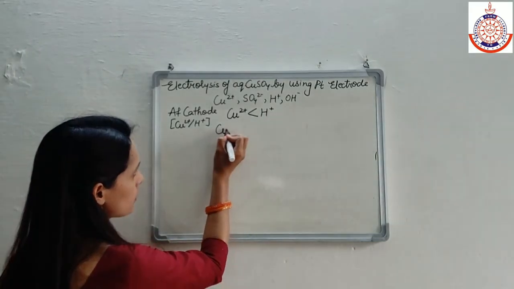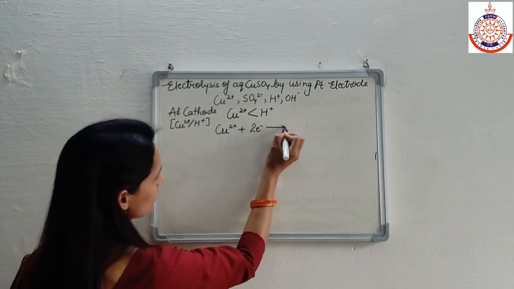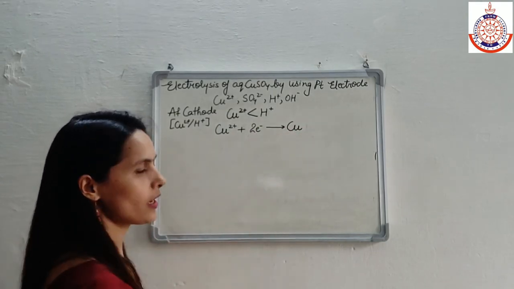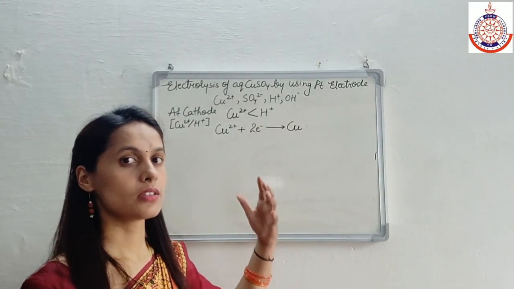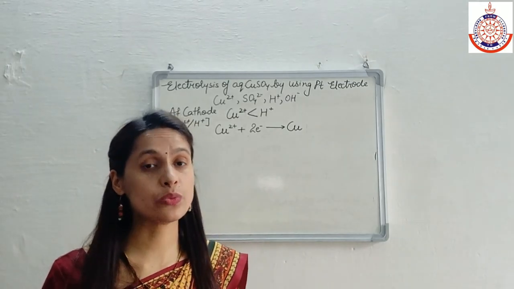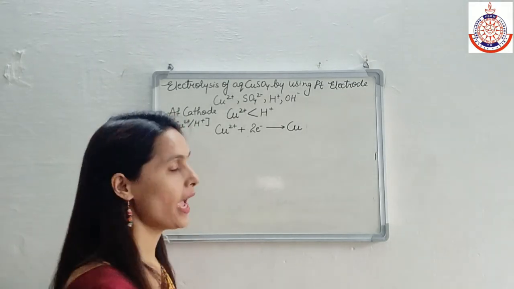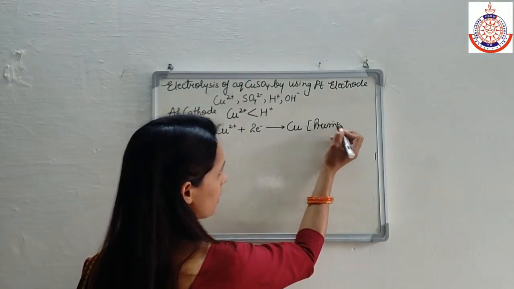So, Cu2 positive gains 2 electrons and gets converted into Cu. Now, Cu is stable in its monatomic form. So, the Cu remains as such. It doesn't want to convert into a more stable form, and we get the product as a result of the primary change.